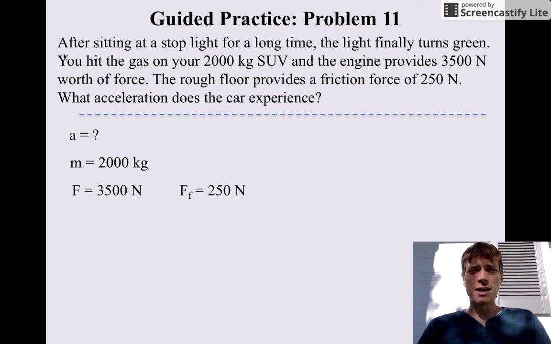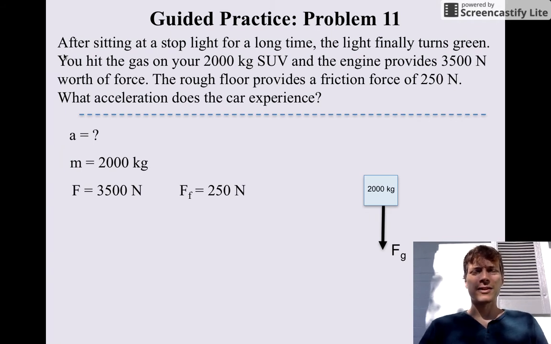So I have this 2,000 kilogram SUV. Draw it as a box. We know that any object with mass has weight pulling down. We know that an SUV, which is a car, is on a surface. It's not floating in the air. It's on the ground, the road. So it's going to have a normal force going up.